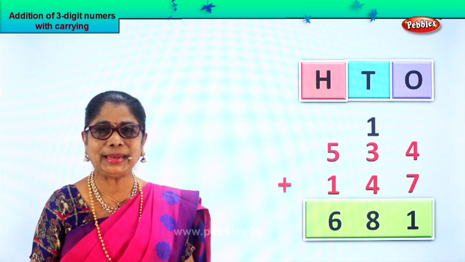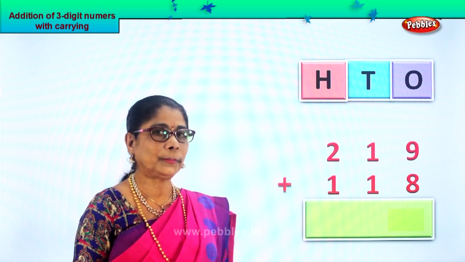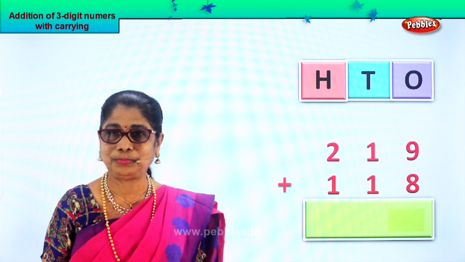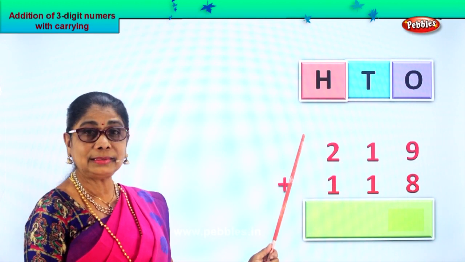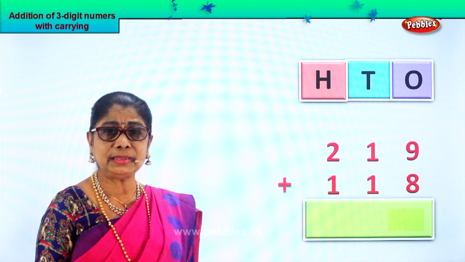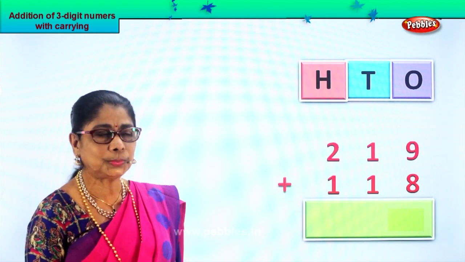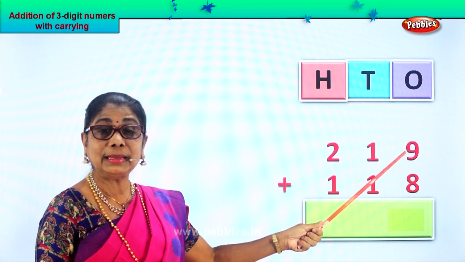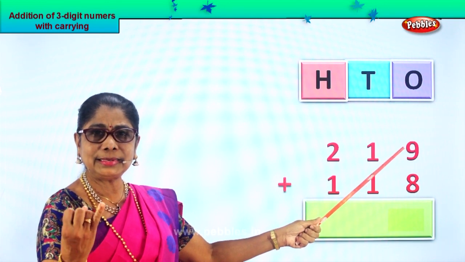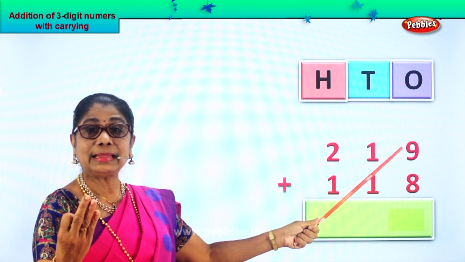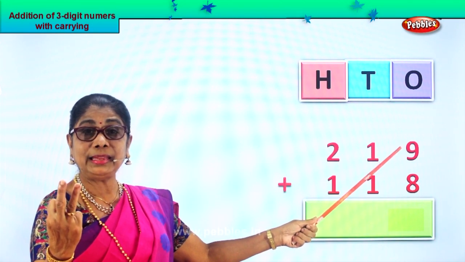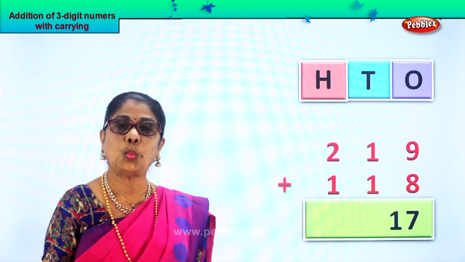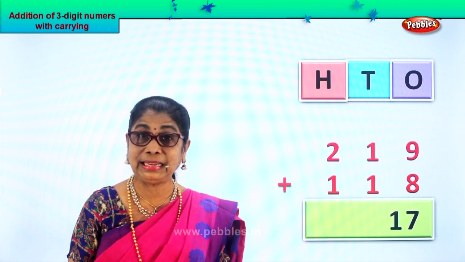Did you enjoy? Shall we take another sum? Look, you are given 219 plus 118. You have put it under ones, tens and hundreds. All arranged, three-digit numbers, addition with carryover. Let's add the ones first. In the ones place, you have 9 ones and 8 ones. Let's put the 9 in the mind. Take 8 fingers. After 9, 10, 11, 12, 13, 14, 15, 16, 17. 9 plus 8 is 17 ones. 9 ones and 8 ones make 17 ones.